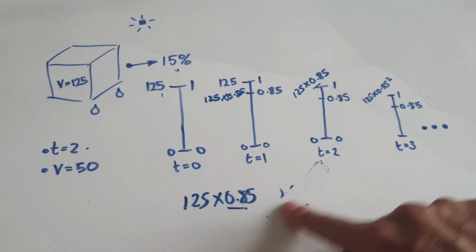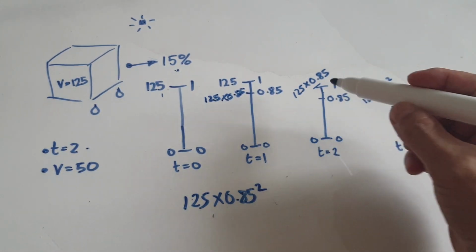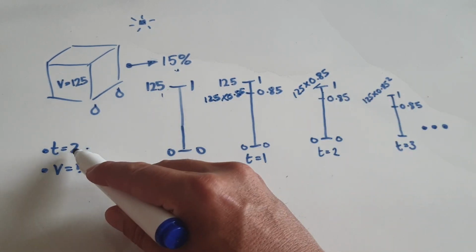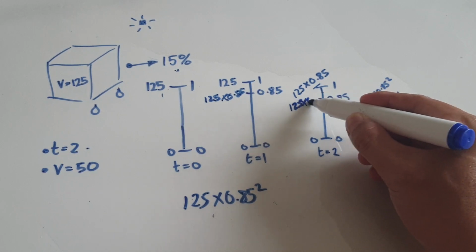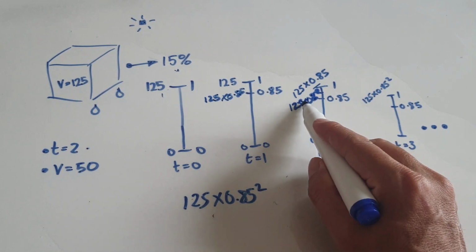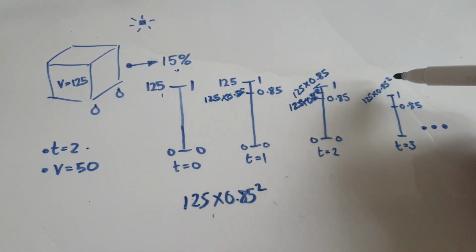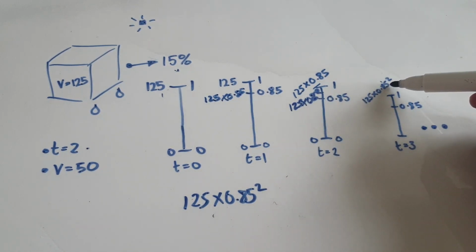So you can just write it as 0.85 squared. So this is the volume after 2 minutes, by the way, that's this thing here. Let's try and understand what's going on here. 0.85 squared, and then at the beginning of the next minute, this will be your volume, squared, and then after 3 minutes, it loses another 15%.